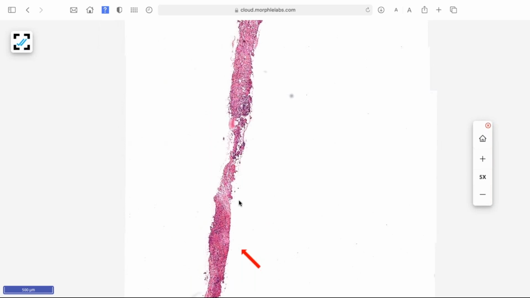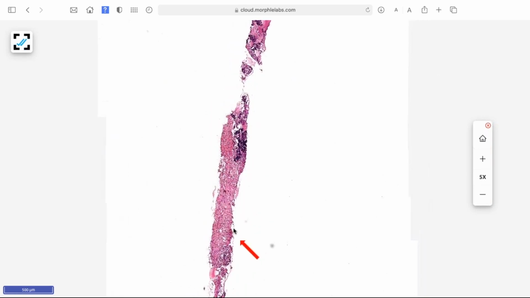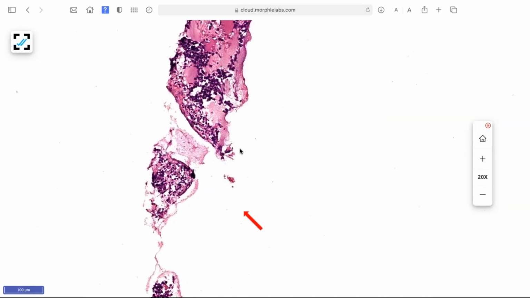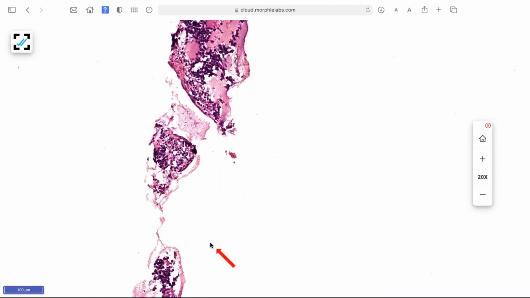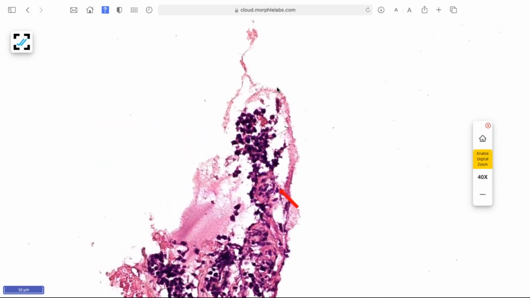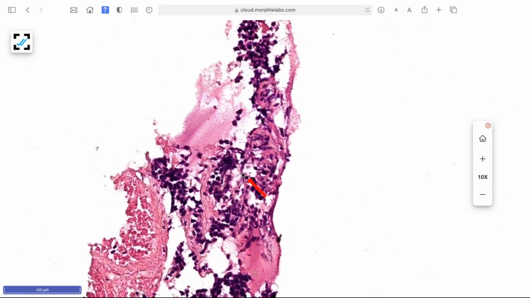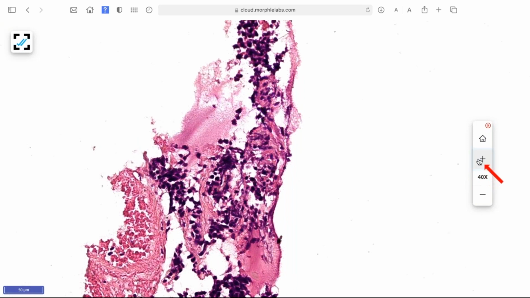Super. So this is the core biopsy with extensive necrosis. Aha, dark blue cells, not a good sign. Dark blue cells. So go to the high power in those areas. These are small blue cells. But lymphoma is definitely one of the differential diagnoses. I will enable the digital.